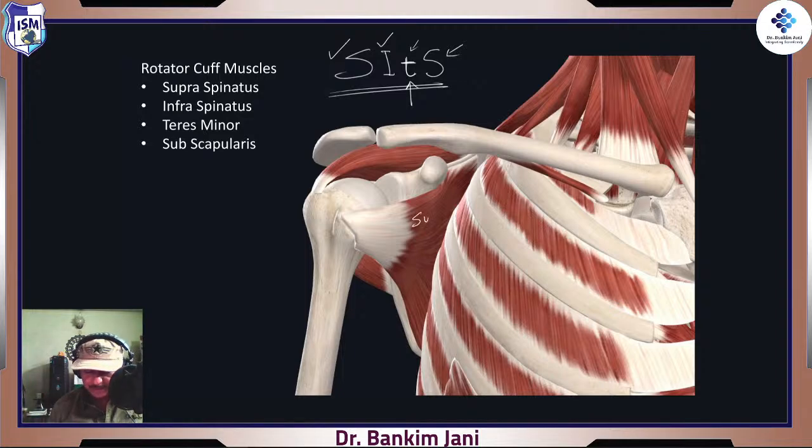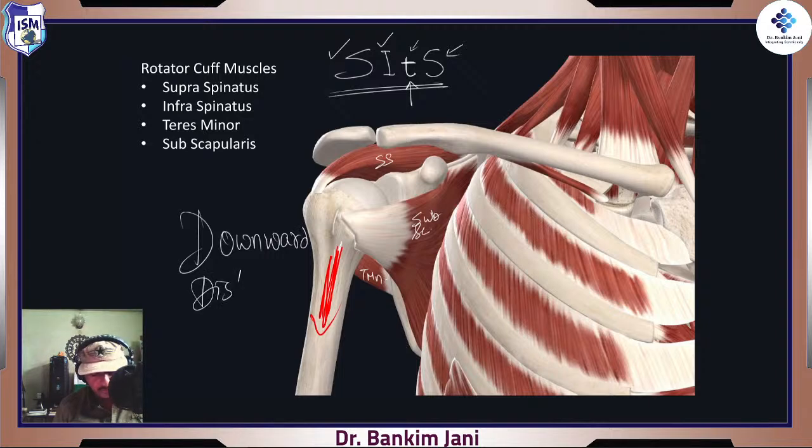And here, this is subscapularis. This is supraspinatus. And here is the teres minor. True? Okay. So they support everywhere except downward. Over here there is no support. So that's why downward dislocation is so common, right? Downward dislocation is common. Makes sense? Because there is no support.